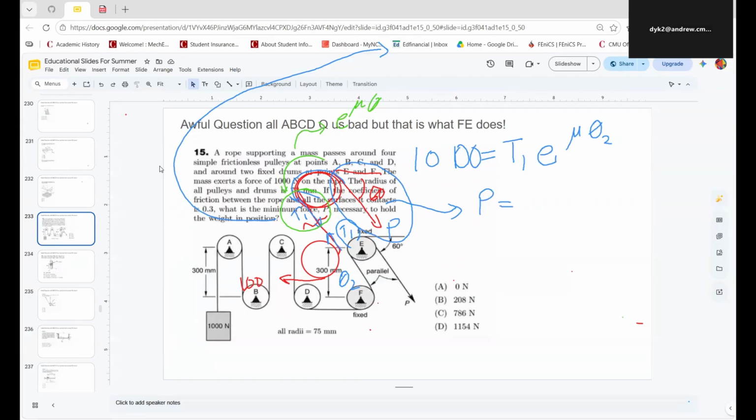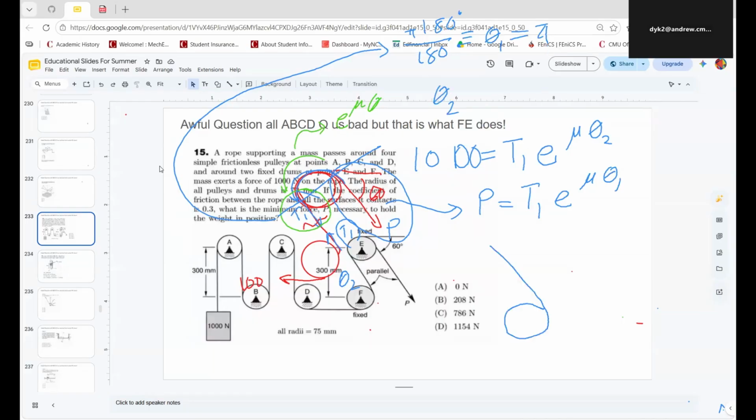There's no i there, sorry. So this is also T1 e to the mu theta, and this is going to be theta 1, because the top is theta 1. The top over here is about 180. So theta 1 is 180 degrees, and times pi over 180 because it's in radians, so this is equal to pi.